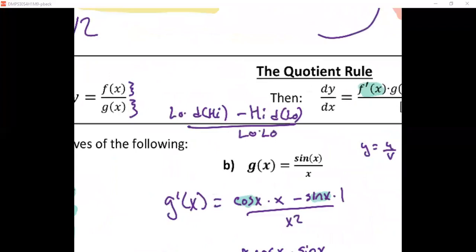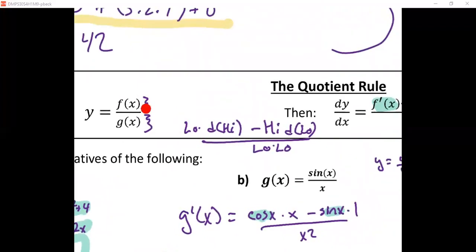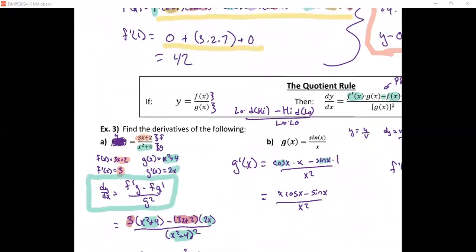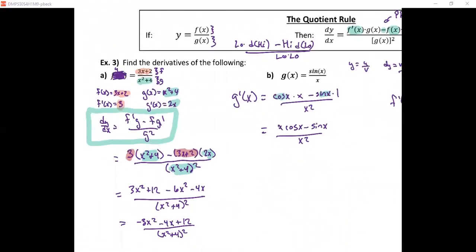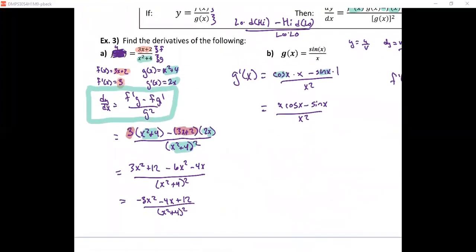There are some teachers out there who like to refer to this as high and low. So they say low D high minus high D low over low low. If you ever see that on the internet, it's a thing. I'm personally not a fan of it, but that's okay. If the world were just like me, it would be boring.